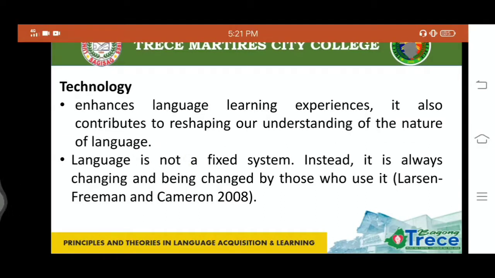Next, technology. It enhances language learning experiences. It also contributes to shaping our understanding of the nature of language. So, sa pamamagitan ng technology ay mas nai-enhance pa natin yung ating kaalaman about the language. Language is not a fixed system. Instead, it is always changing and being changed by those who use it. It is according to Larsen-Freeman and Cameron 2008. So, sinasabi dito na language can be changed by the one who is using it.